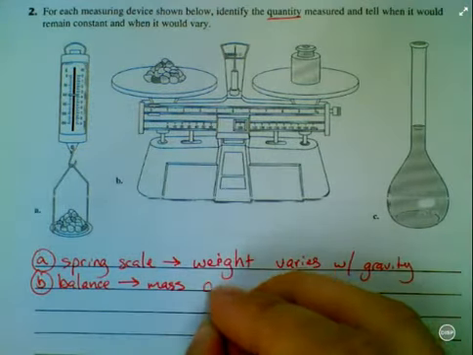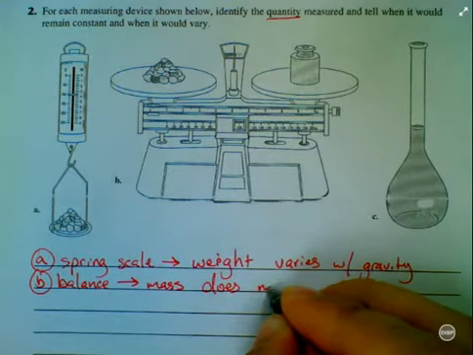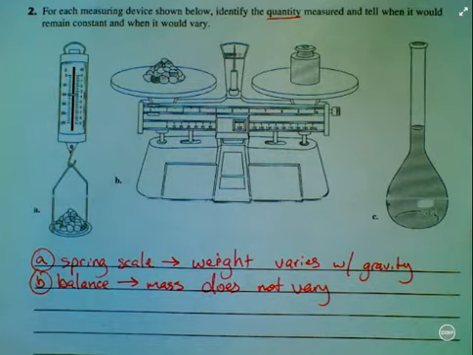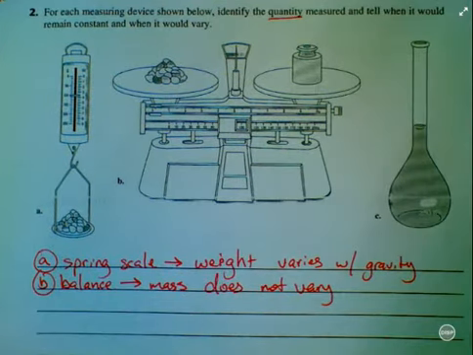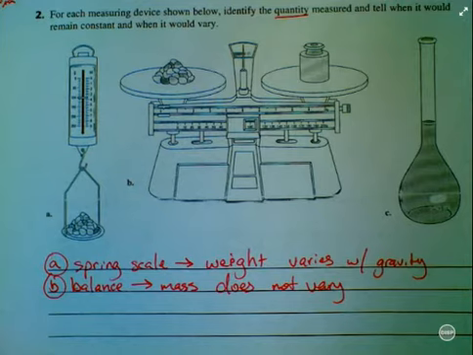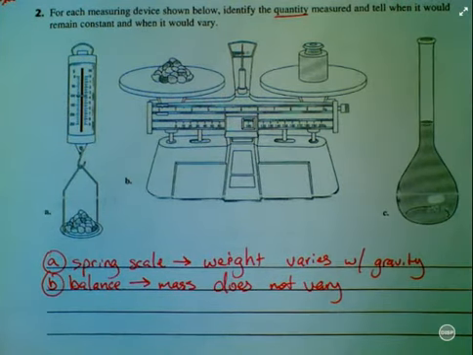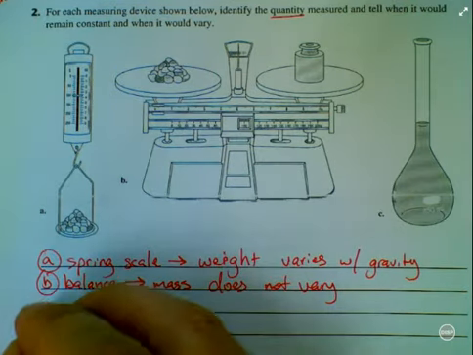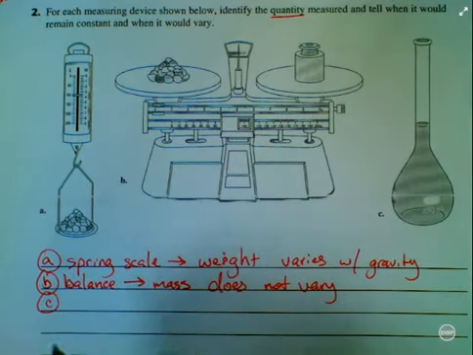Okay? Mass does not vary, especially due to gravity. That's kind of one of the things that our book is trying to emphasize. Now, C is probably something that you don't actually know off the top of your head.